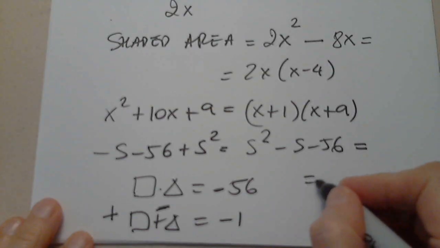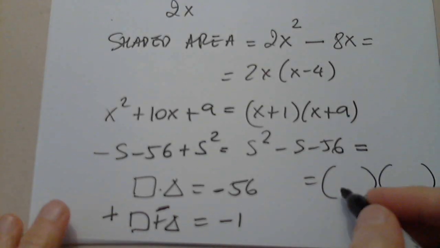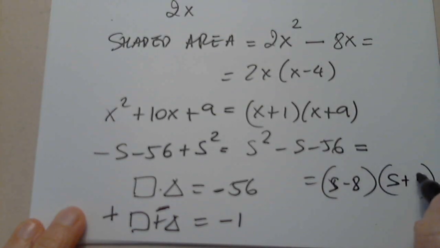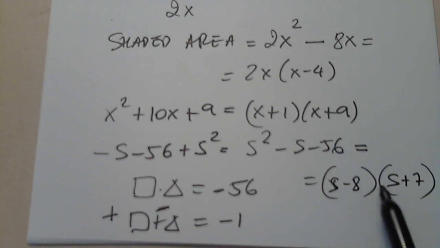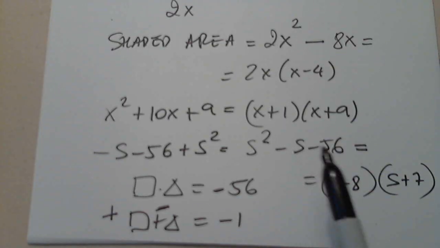So therefore, the factored form would be, after we find those numbers, obviously the negative number has to be more powerful than the positive one because the sum is negative. S minus 8, S plus 7. S minus 8 and S plus 7. Of course, perfect. S squared, positive 7S minus 8S. Negative 8 times 7 is negative 56. Perfect.